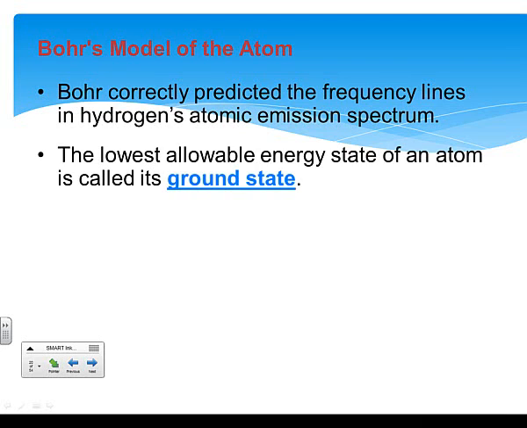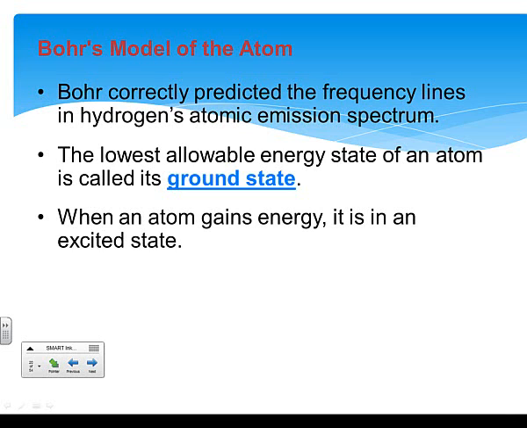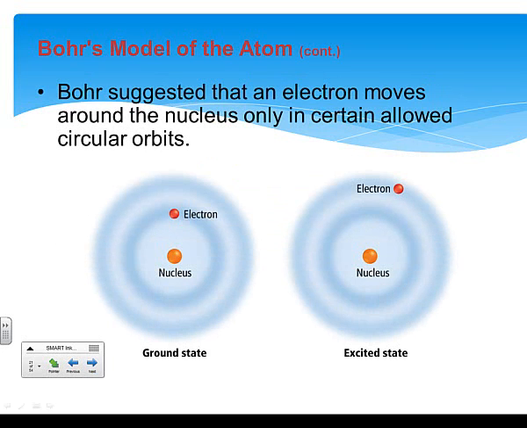So the lowest allowable energy state of an atom is called its ground state. For hydrogen, when it's not releasing any colored light, it's at its ground state, and all the electrons are in the lowest possible energy level. When an atom gains energy, it jumps up into a higher energy level.